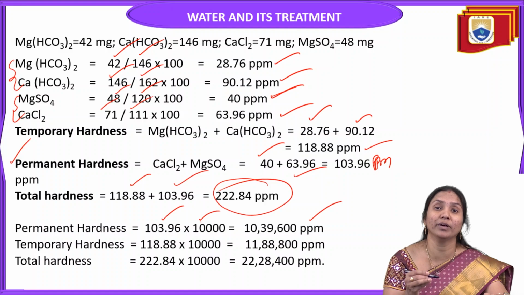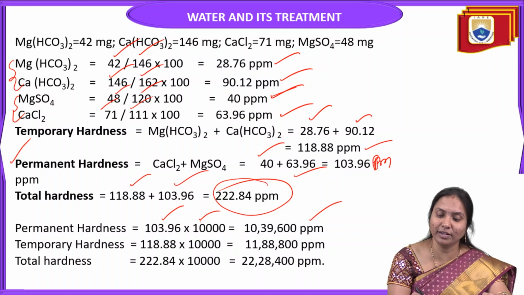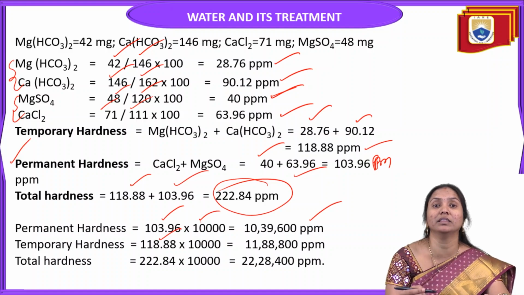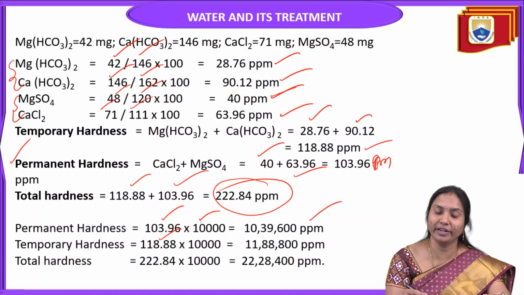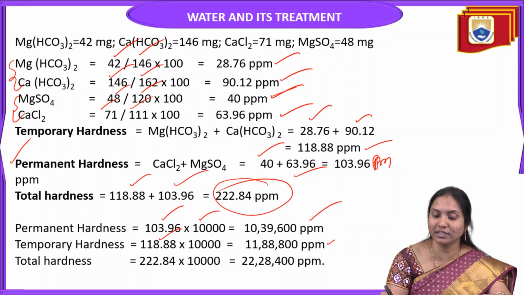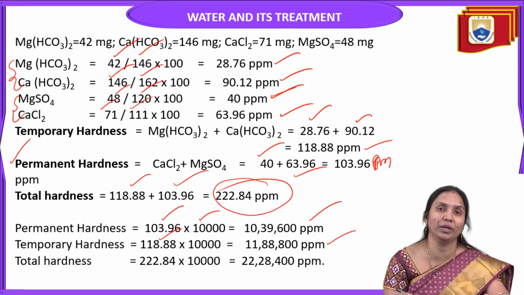Next, temporary hardness: we convert it for 10,000 liters of water. How much temporary hardness is present in 10,000 liters of water? The temporary hardness of the given water is 118.88. So 118.88 into 10,000 is equal to 11,88,800 ppm.